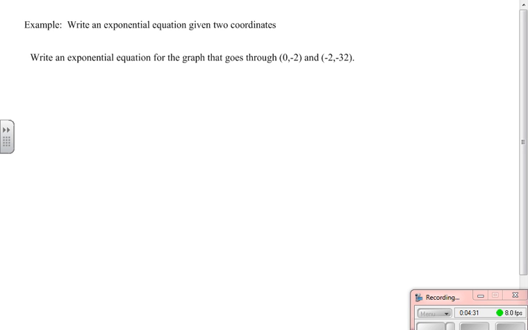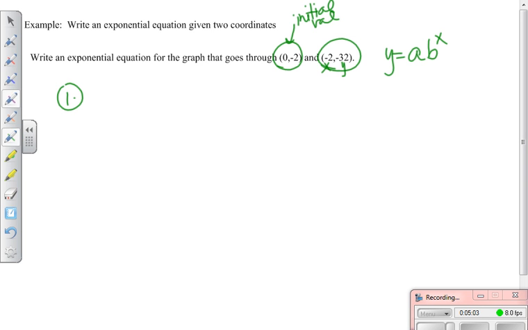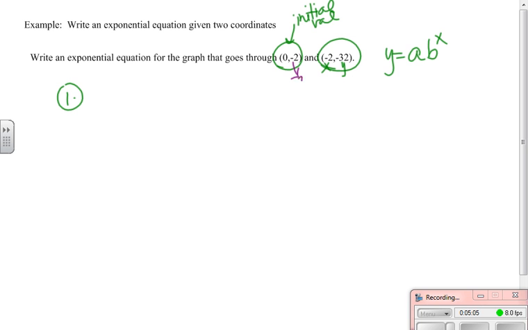So let's do a sample one. Write an exponential equation given 2 coordinates. So write an exponential equation for the graph that goes through (0, -2) and (-2, -32). So this is our base equation. And remember, we're looking for that initial value, which is the y-intercept, which is right here, and then we need an additional x and y. So we are going to do our first step of substituting into our equation. And remember, this is a.